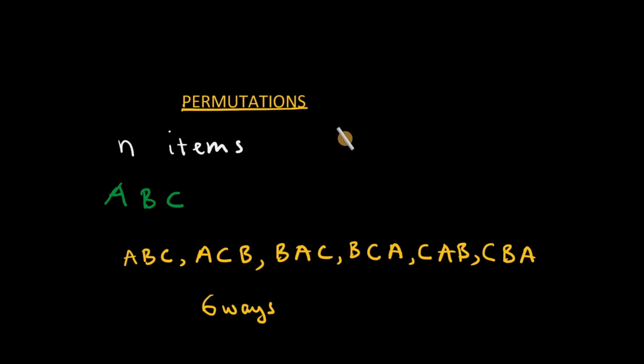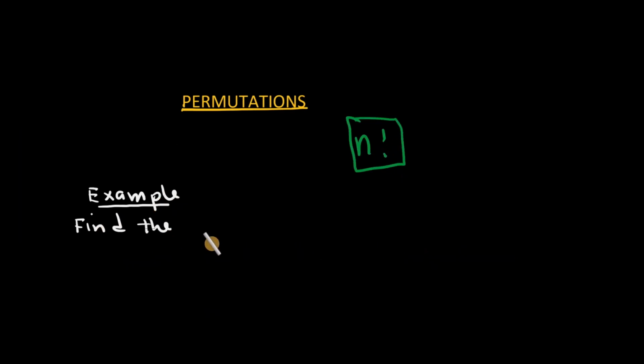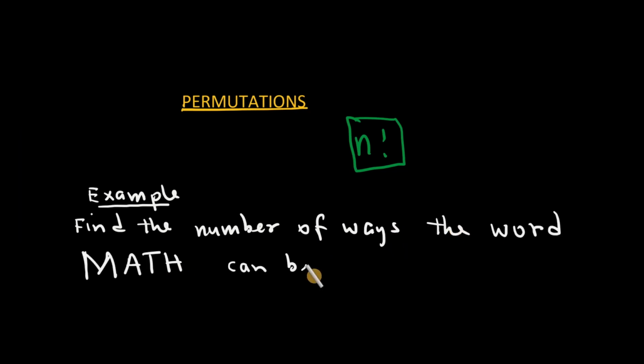To arrange any number of n items, provided that there is no repetition in any of the items, we can use the formula n factorial. Example, find the number of ways the word math can be arranged. There is no repetition of any letter in the word math. M is different from A is different from T is different from H.